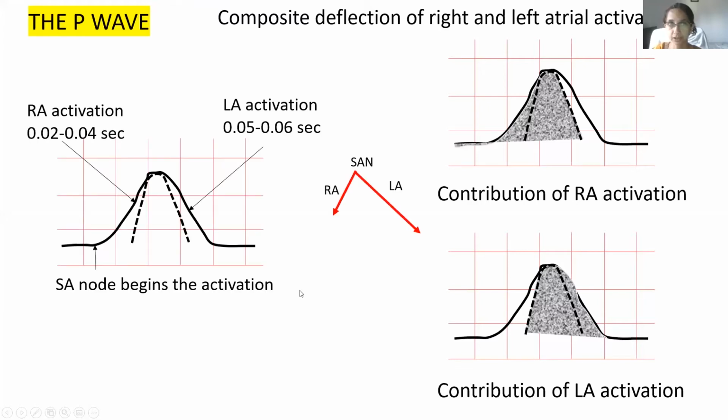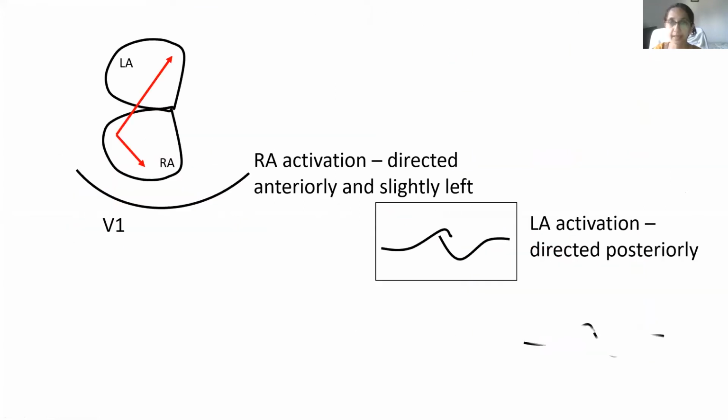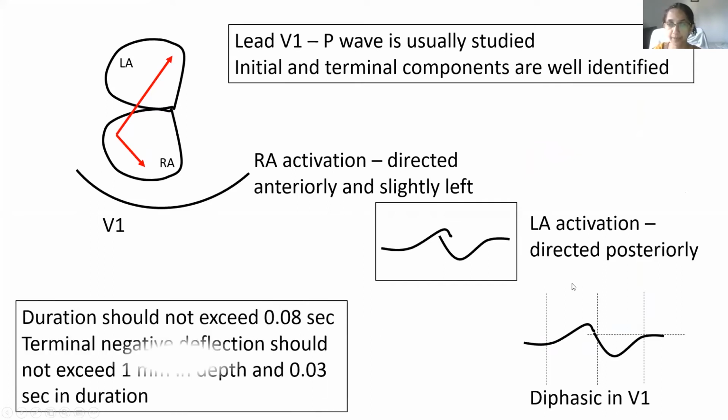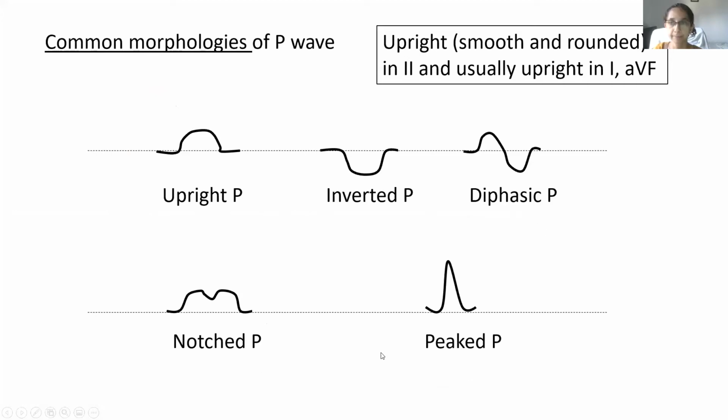The P wave is the activation of the atria, which is contributed by both the right and the left atrium. This is in the frontal plane, and the net vector is downward and towards the left. In the frontal plane, the best P wave is seen in lead 2, with a maximum amplitude of 2.5 and duration of 0.11 seconds. In the axial plane, the net vector is towards the left and posterior, and this gives us a typical diphasic wave in V1, and the maximum duration should not be more than 0.08 seconds.